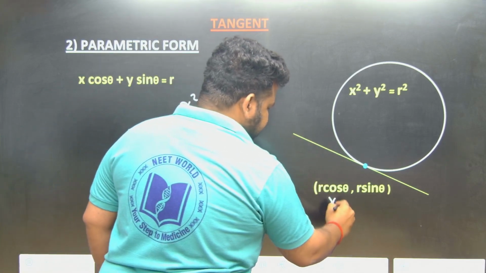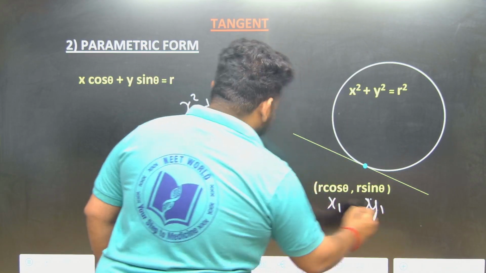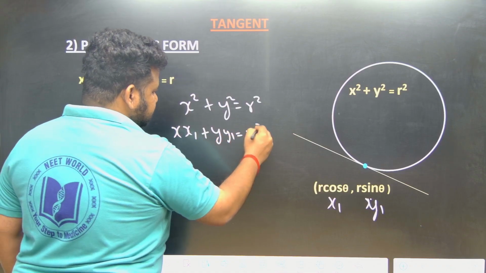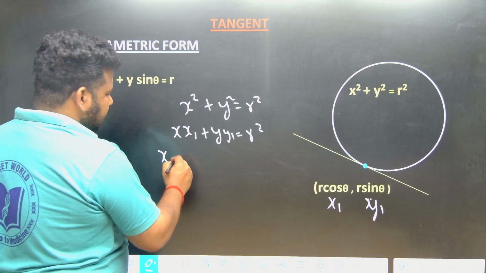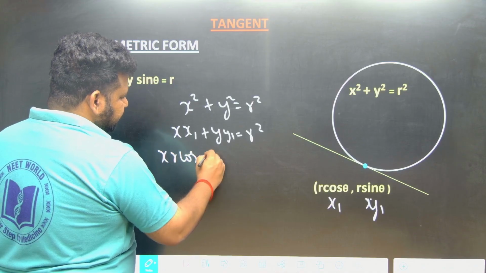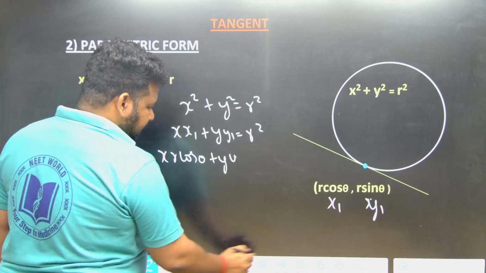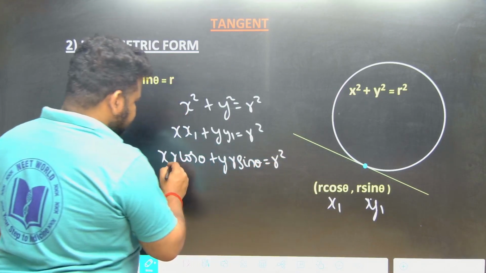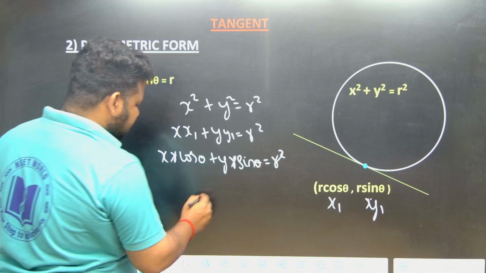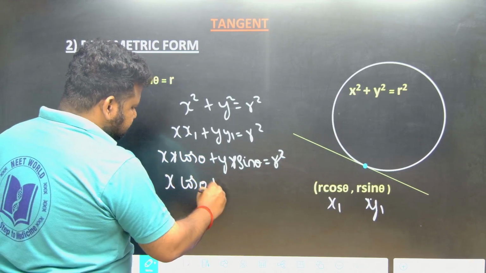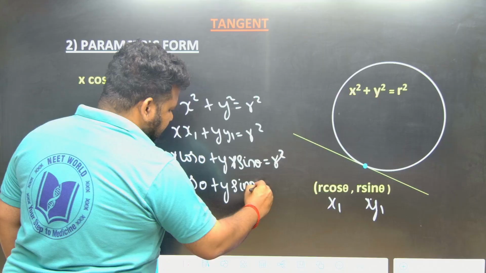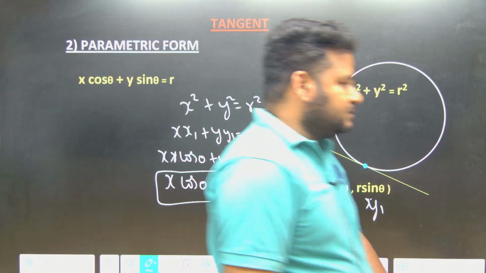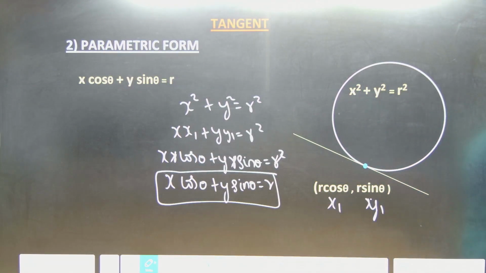We will take this as x1, and this as y1. So we will write S1 is equal to 0 as xx1 plus yy1 is equal to r square. x into x1 is x into r cos theta, and y into y1 is y into r sin theta. Just put the values: r sin theta is equal to r square. What will happen? Everywhere r is there, r cancels. So I will have x cos theta plus y sin theta is equal to r. It will not be r square, it will be r. So this is the equation of the tangent in parametric form, friends.